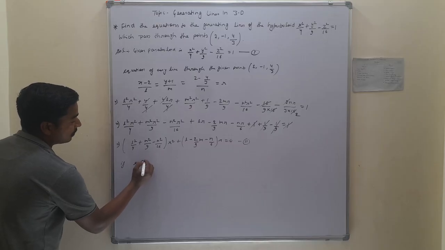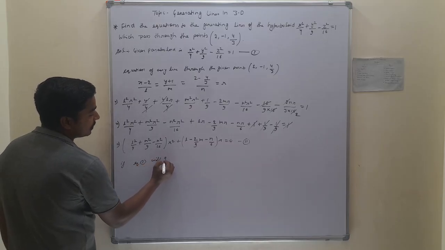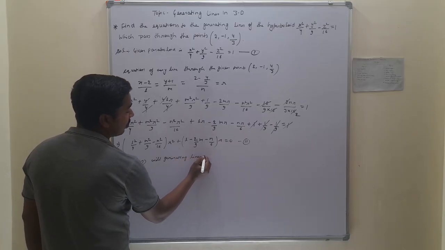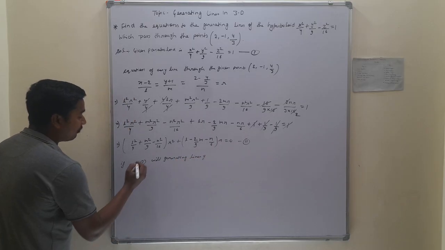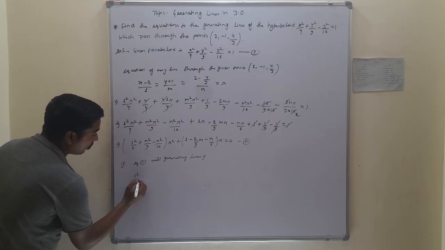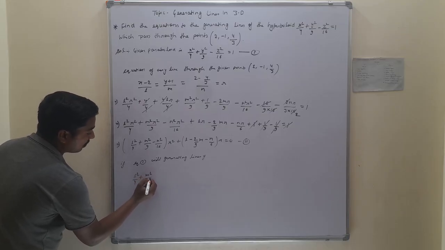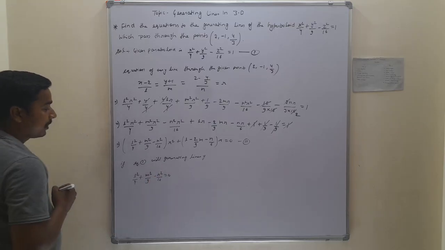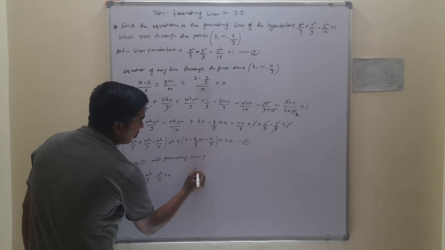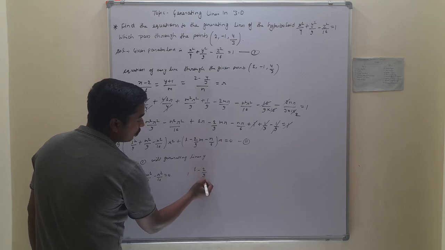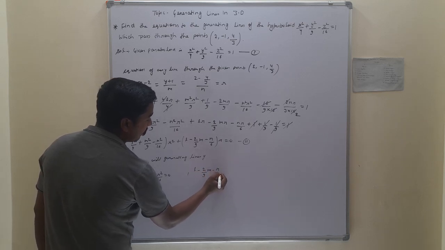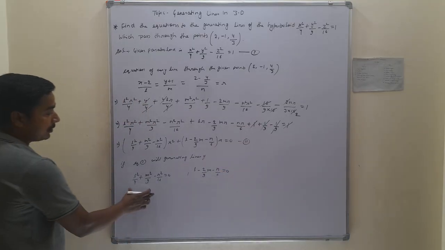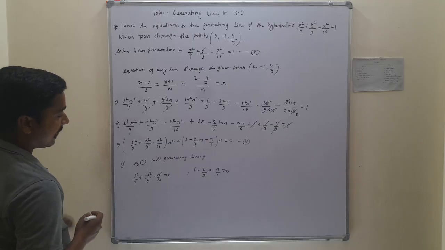If equation 1 is generating the line of equation 2, then we have to put l square by 4 plus m square by 9 minus n square by 16 is equal to 0, and l minus 2 by 9 into m minus n upon 6 is equal to 0. And we have to solve these two equations, we get the value of l, m, n.